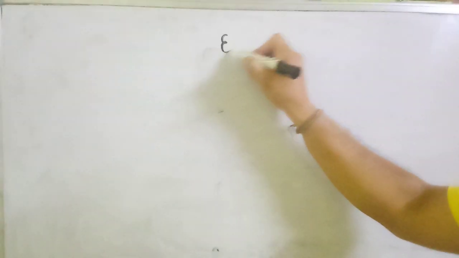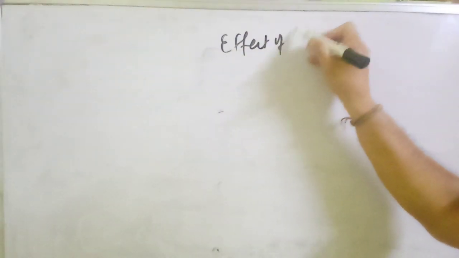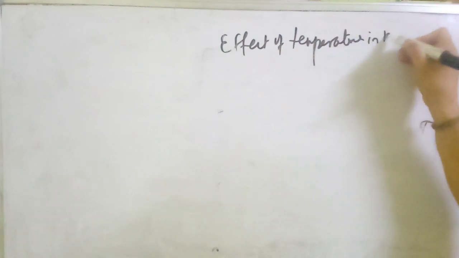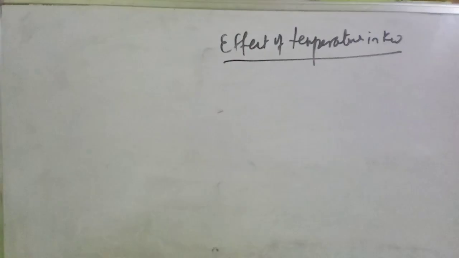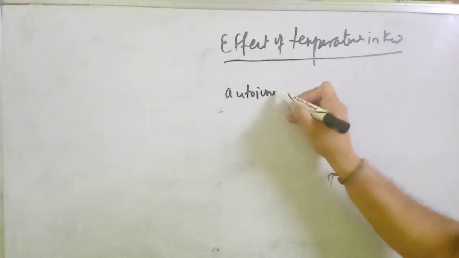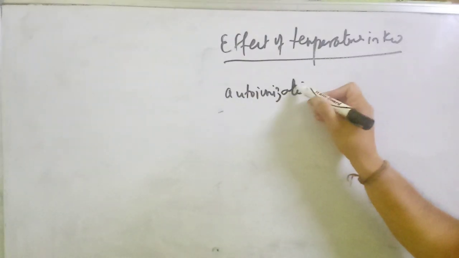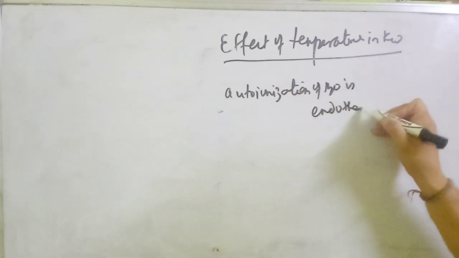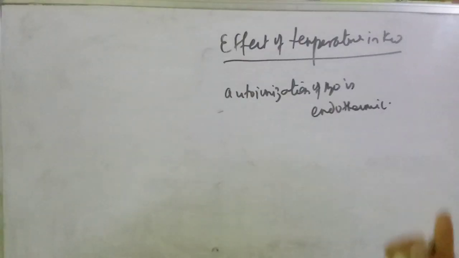Now what is the effect of temperature on Kw? The ionic product of water is affected by the temperature. Autoionization of water is endothermic. What does it mean, endothermic? Endothermic means it needs heat for the process. Okay, it absorbs heat for the process.